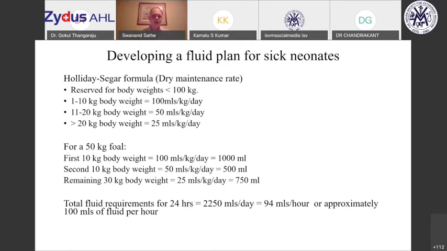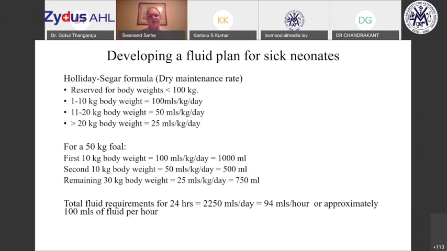So the formula goes like this. For the first 10 kilograms, so 1 to 10 kilogram body weight, you supplement fluid at the rate of 100 ml per kilogram per day. For the next 10 kilograms, you supplement fluid at the rate of 50 ml per kilogram per day. And then for the rest of the kilograms that are remaining based on the body weight, you supplement fluid at the rate of 25 ml per kilogram per day.